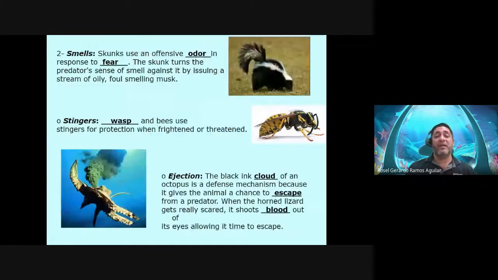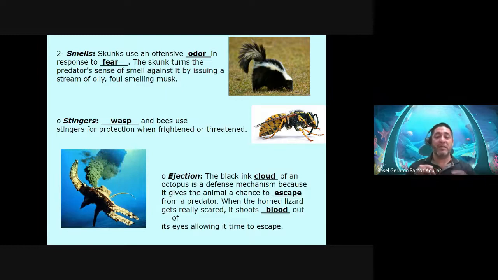And for defense, we have also smell and stingers. Smell is an example when they throw a certain odor. We have an example here. Skunks use an offensive odor in response to fear. The skunk turns the predator's sense of smell against it by spraying a stream of oily, foul-smelling musk, and that smell lasts very often.